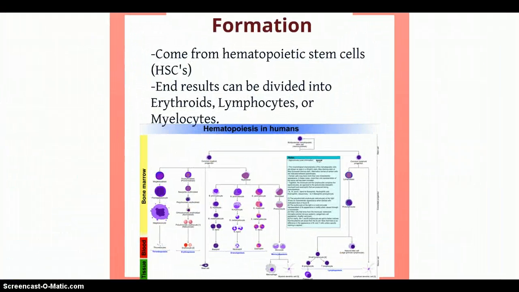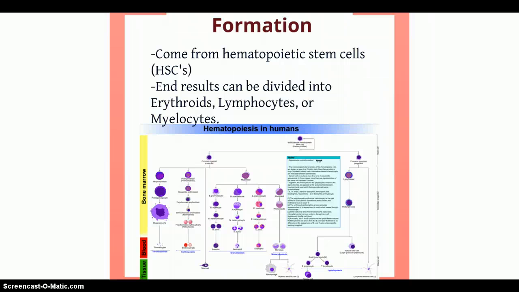Now let's go to the formation. They come from hematopoietic stem cells, and hematopoiesis is a general term for blood cell formation. Hematopoiesis usually occurs in your red bone marrow, but it can also occur in your spleen and liver. When you're an embryo, it occurs in areas called blood islands. But as you develop, your spleen and liver start making blood cells, and then when your bone marrow develops, that's when your bone marrow takes over and does all the rest of the blood cell formation. The end results of these formations can be divided into erythroids, lymphocytes, or myelocytes.